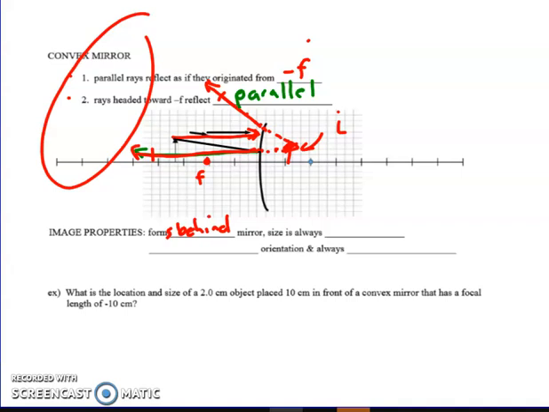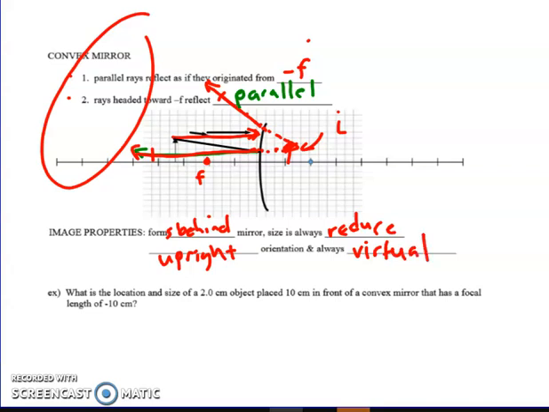The size is always reduced. Okay, you'll never ever get an image from a convex mirror that is bigger or even the same size as the object. It is always an upright orientation and is always virtual, because virtual and upright go together.